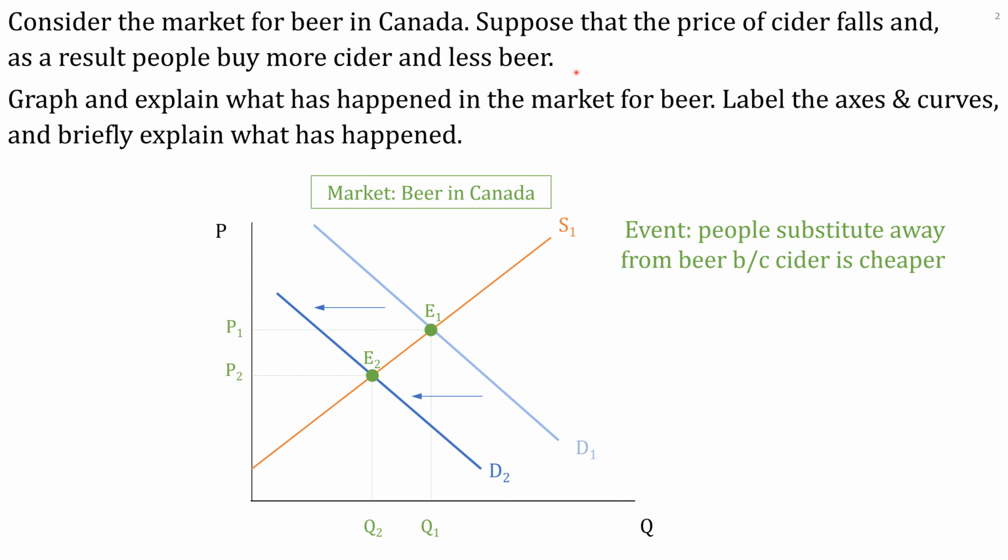And you compare P1 and P2, Q1 and Q2. Right? So you also have to say what happens to the equilibrium price and the equilibrium quantity. If you compare that, you'll see that the quantity is going down from Q1 to Q2, and price is also going down from P1 to P2. The reason is that there is a surplus. Because people are not buying beer, there is less demand for beer, and that creates a surplus. Because of a surplus, the price is going to fall.